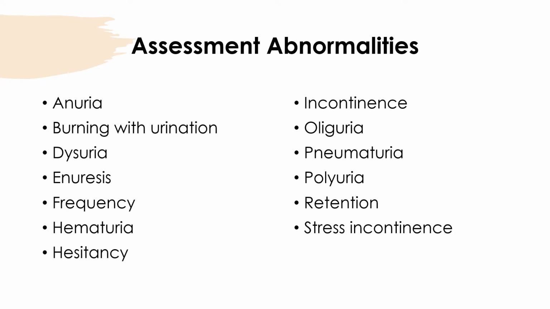Next, we have hesitancy. So that is actually more of a delay. Okay, so delay or difficulty initiating the urine stream. And that could be from obstruction, an enlarged prostate, urinary tract infection. Incontinence. So that's the inability to control the urine discharge. That could be from anything from a neurogenic bladder, an infection, injury to the external sphincter.